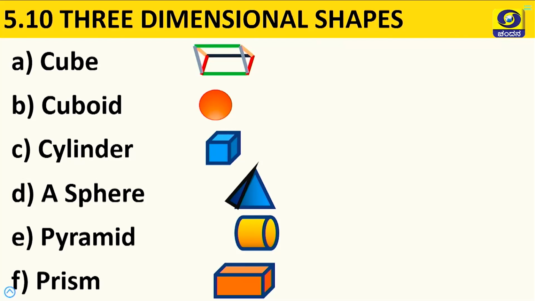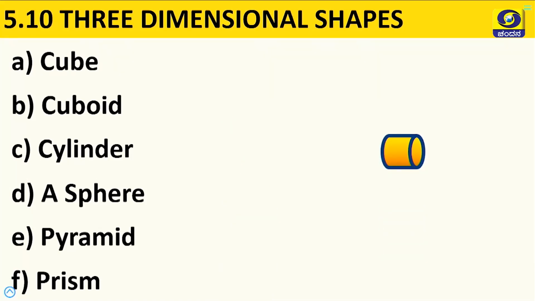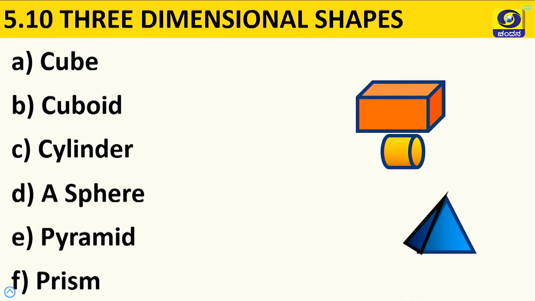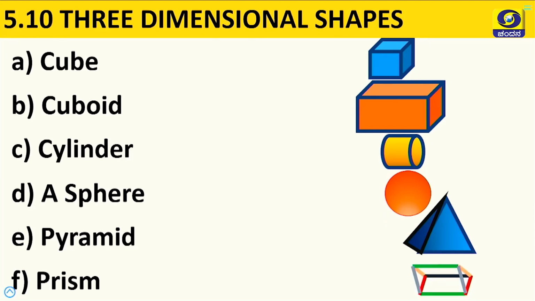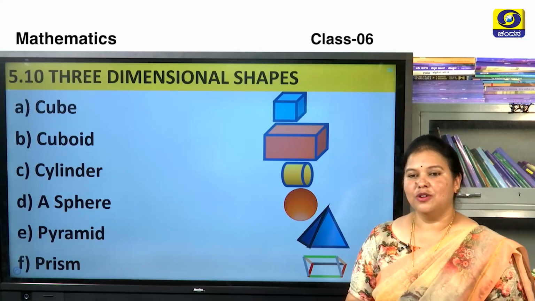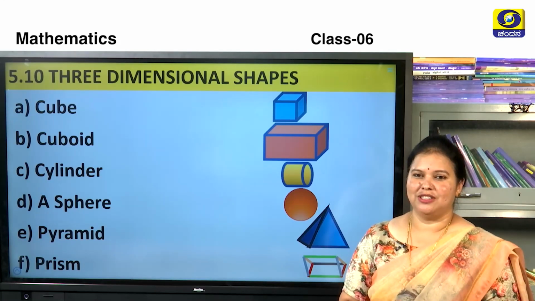Okay? First, yes. See, it's a cylinder. Cuboid. This is a pyramid. It's a cube. Sphere. And this one is a prism. Did you understand, children? Now it's time to give you home assignment.